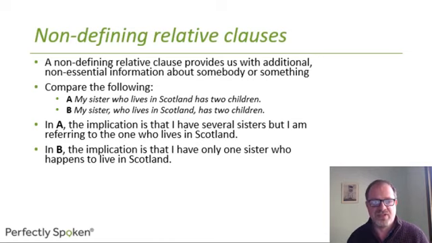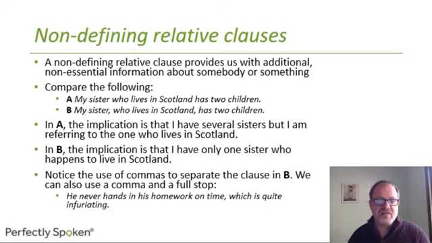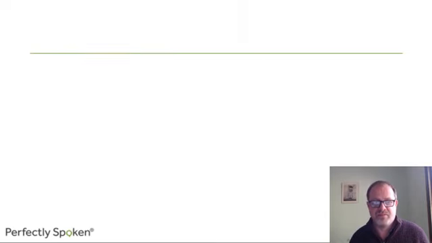So it's additional information. And we can notice in sentence B that we use commas to separate the relative clause from the main clause. We can also use a comma and a full stop if it's at the end of a sentence. He never hands in his homework on time, which is quite infuriating. It's quite annoying. The main information is he never hands in his homework on time. The fact that it's infuriating is just some additional information.